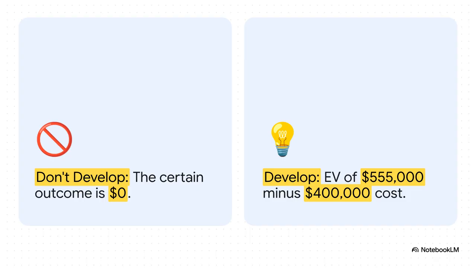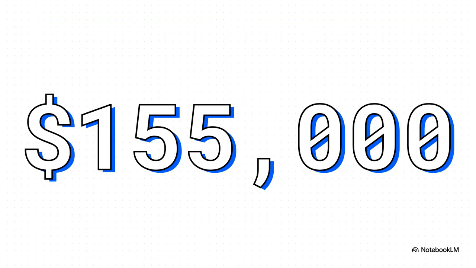And this brings us right back to the start, to that first square, the moment of clarity. We compare our two options. The don't develop path is worth 0, plain and simple. The develop path has an expected value of $555,000, but we have to remember to subtract our initial development cost of $400,000. Which leaves us with a final net expected value of $155,000. The numbers have spoken. Based on this analysis, developing the product is the clear winner. It has a positive expected outcome.